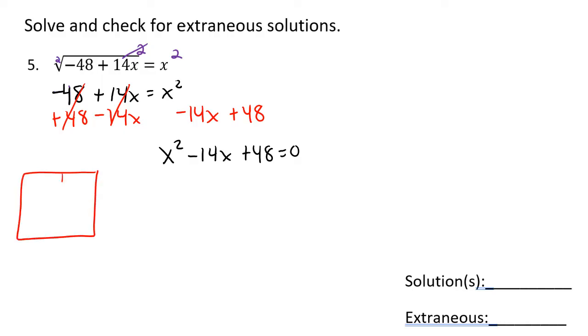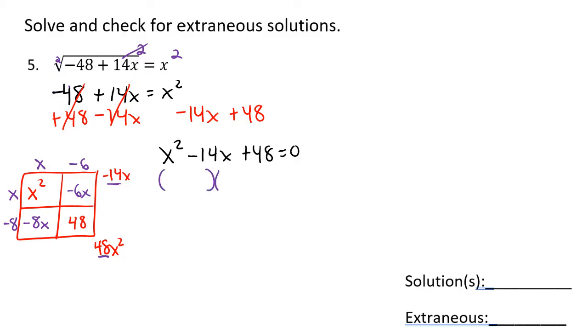I'm going to do that right here. X squared, 48. We're going to times those two together to get 48x squared. And here, negative 14x. So I need two numbers that multiply to be 48, but would add to be negative 14. So they need to both be negative numbers. So negative 8x and negative 6x would work. Multiplying those two negative numbers together, we get positive 48. Adding those two negative numbers together gets us to negative 14. So finishing the factoring, x and x makes x squared. We'll get negative 6, and we'll get negative 8. So our factors will look like this.